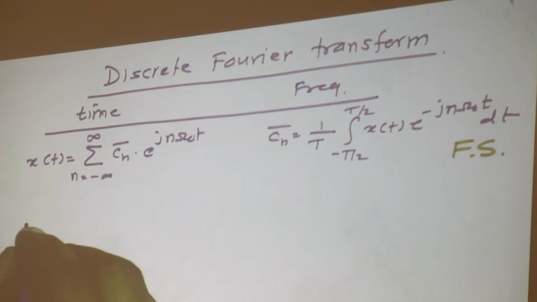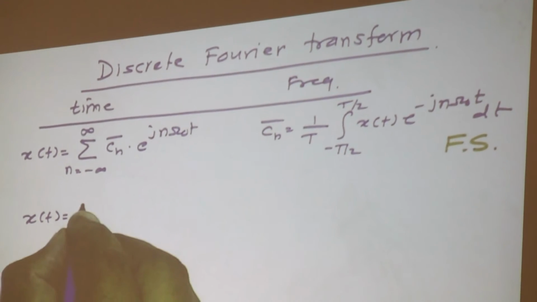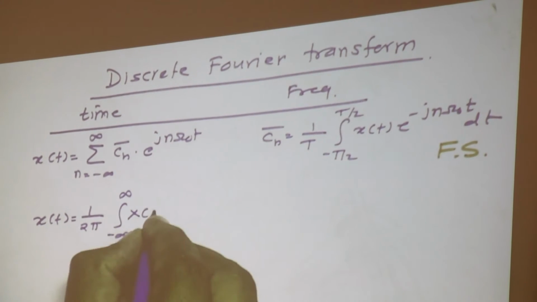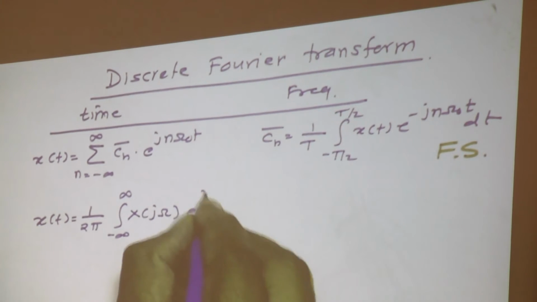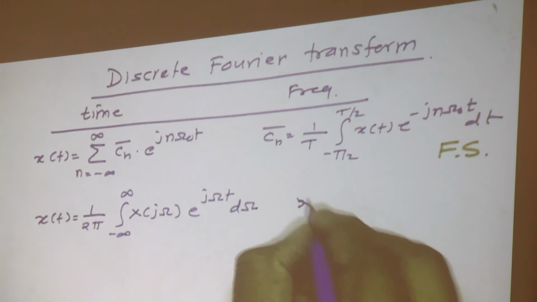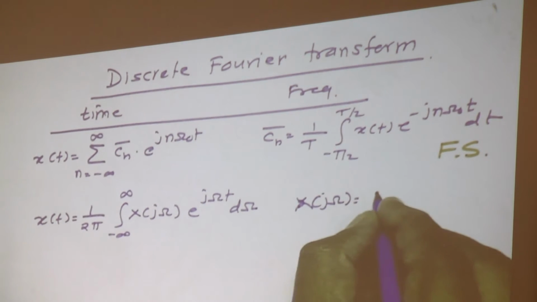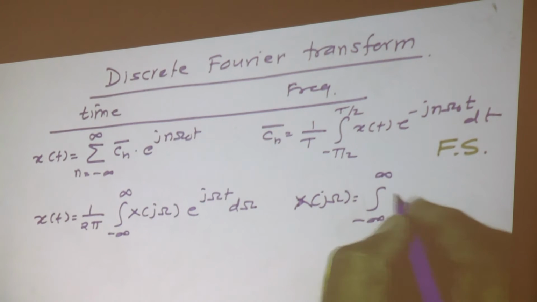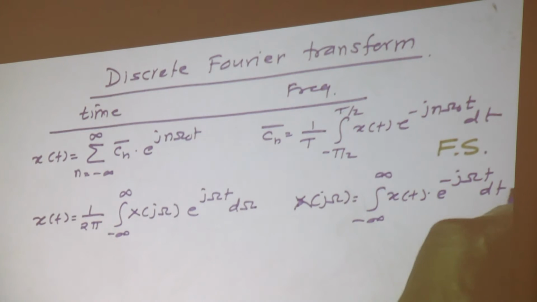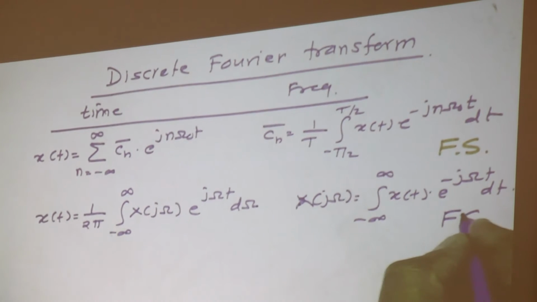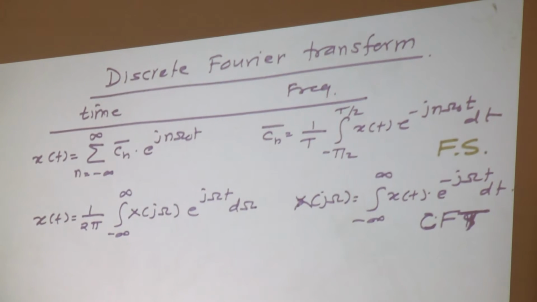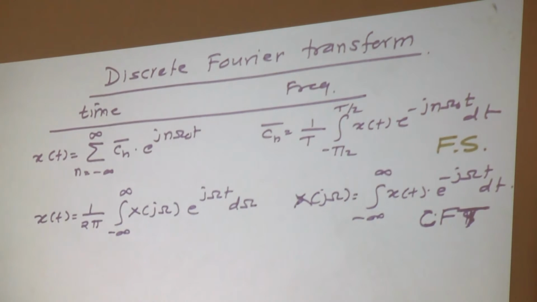The second expression we wrote was x(t) is equal to 1 upon 2 pi integration minus infinity to plus infinity X of j omega e to the power j omega t d omega, whereas capital X of j omega is written as integration minus infinity to plus infinity x(t) times e to the power minus j omega t dt. This is called Fourier transform representation, or continuous Fourier transform.